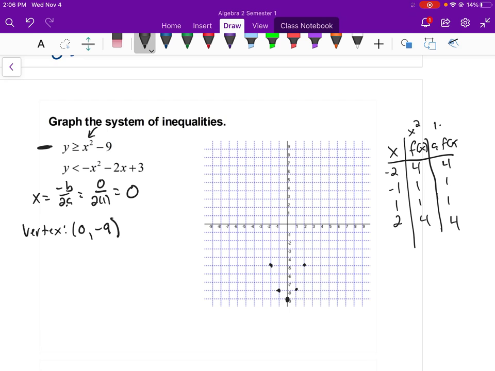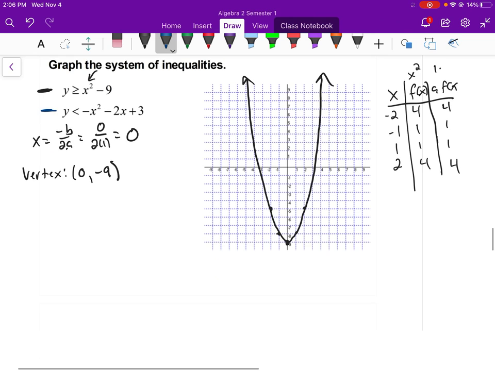And in this case, it is greater than or equal to, so we're going to have a solid parabola. Let's wait to do our shading afterwards. Okay, let's do this next one in blue.